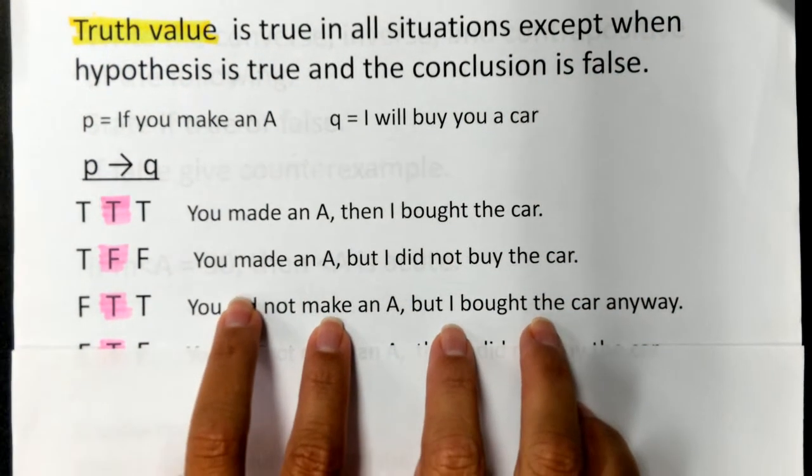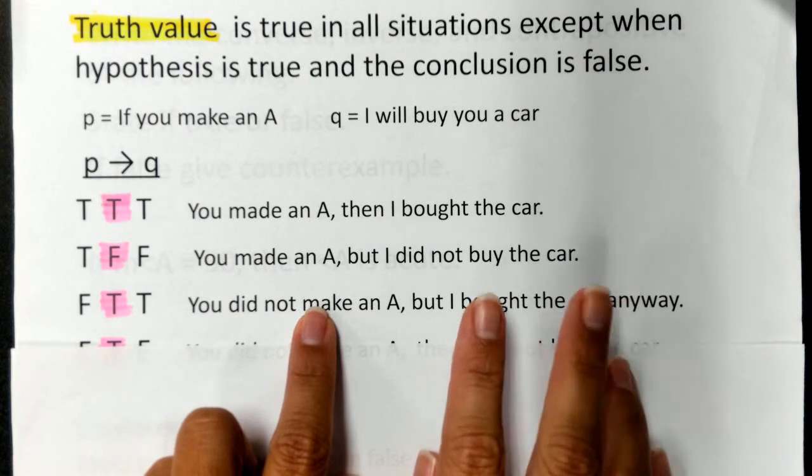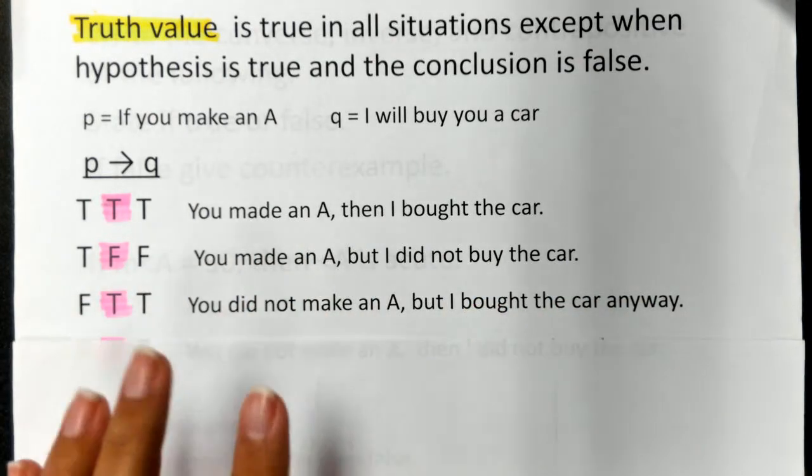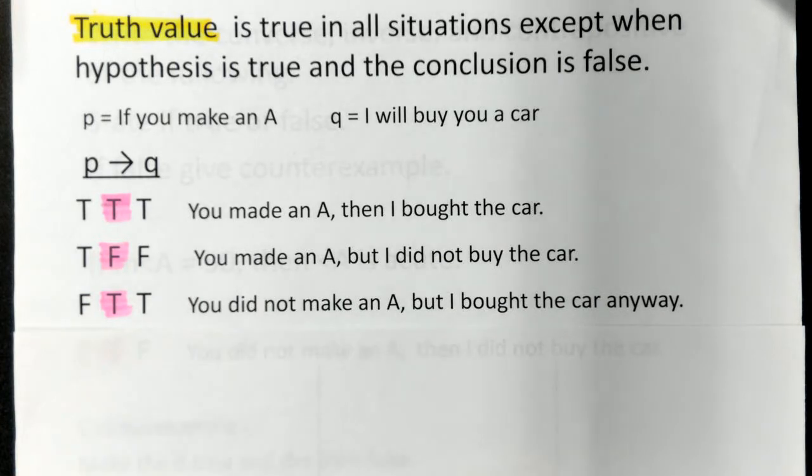All right, well, look right here, guys. The P is false, but the Q is true. So it makes it a true statement. It goes against everything we want it to be. In our mind, that should be false because we didn't make an A. But we got a car anyway? To me, that sounds like a win.